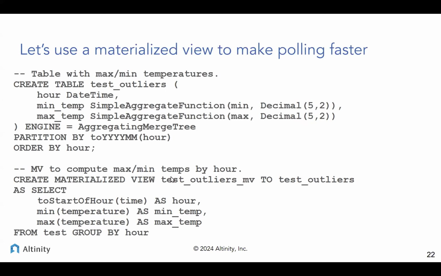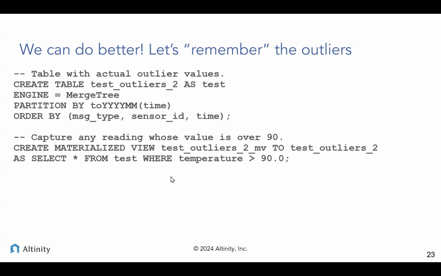However, there's another thing we can do which might be more interesting, and that's to really remember the outliers somewhere. So we don't actually have to go poll for them. We just have a table where they're already existing. And here's an example where you've got a test. We're going to create a table that's going to hold the outlier values, and so we call it test outliers 2. It's merge tree, has partitioning by month. So it's going to capture all the outliers for the month in each partition. And the materialized view for this is very simple. So any temperature that's greater than 90, we're going to stick it in this table. So you can see all of those outliers very, very quickly in this way.